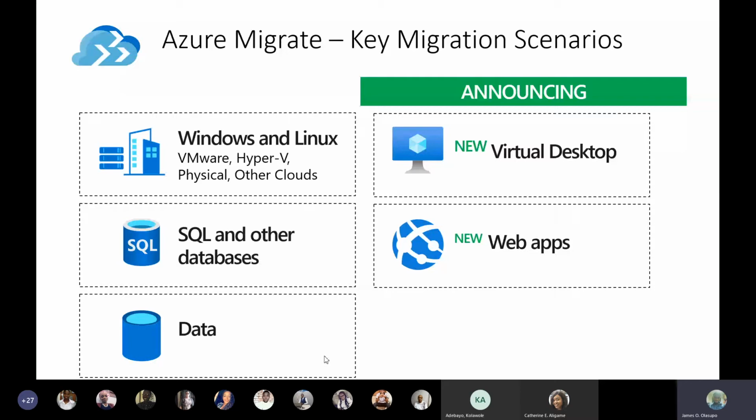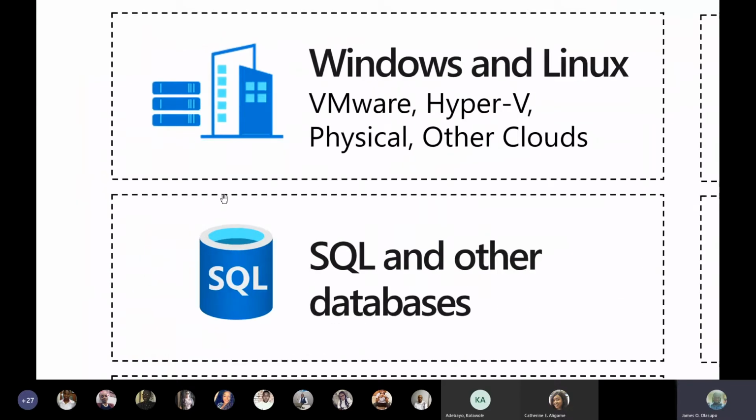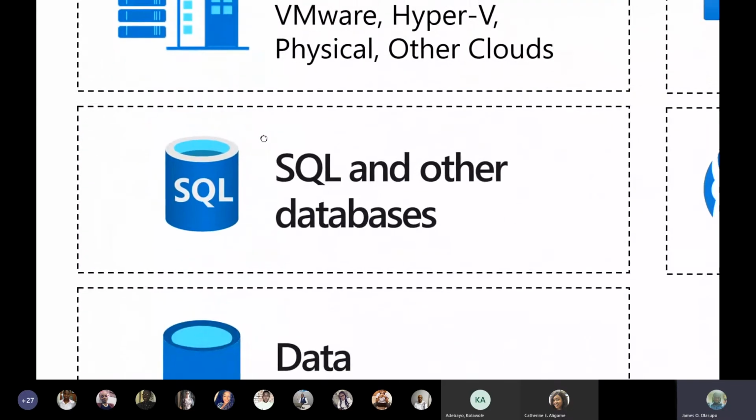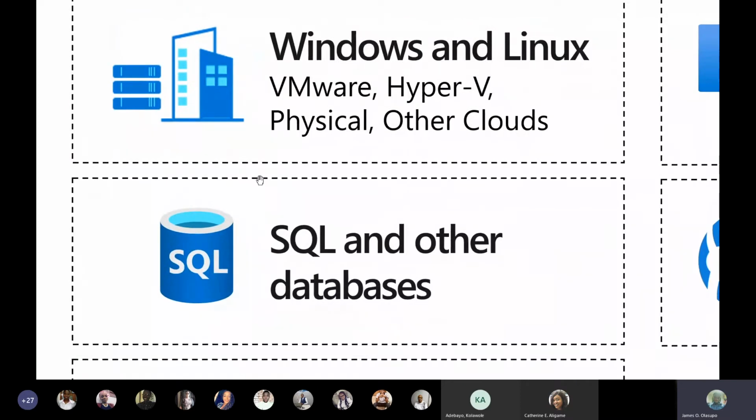I'm sure so many of us have used Azure Migrate in the past, like about 1.5 years ago. You're going to agree with me that before now, Azure Migrate was only available for servers. That is, you were able to use it to do discovery, assessment, and also migration of Windows and Linux, be it VMware, Hyper-V, or even physical, or even from other clouds as well, right?